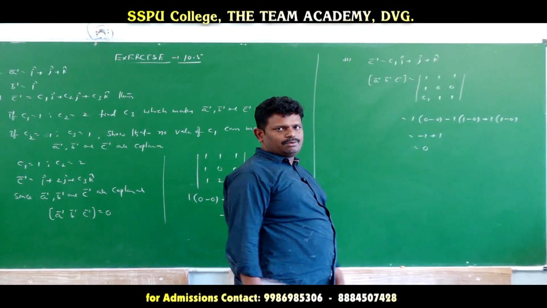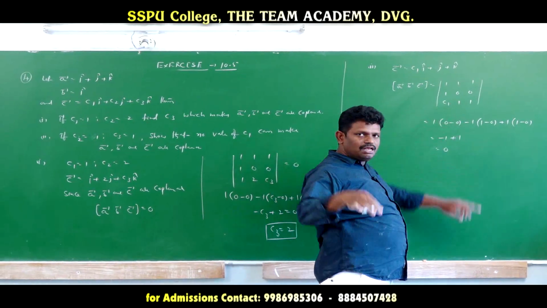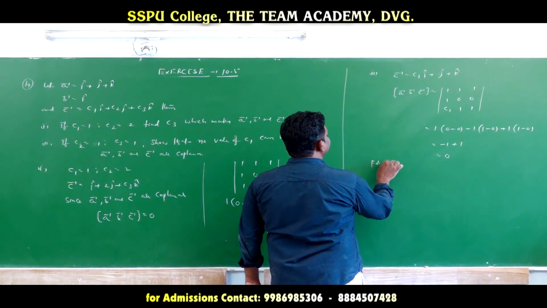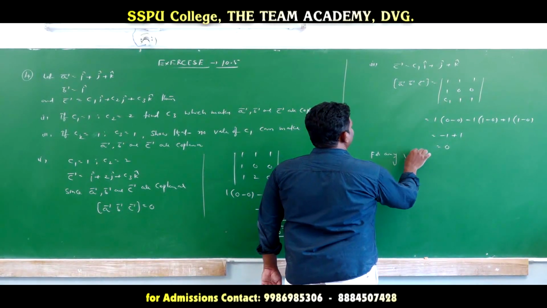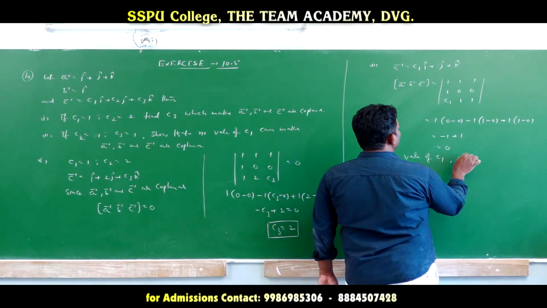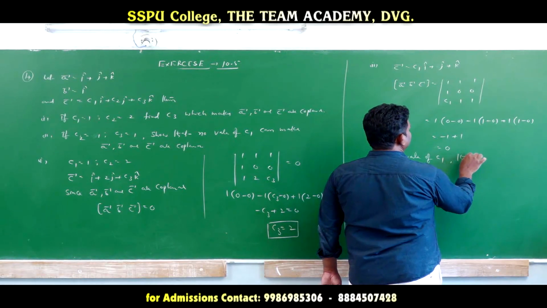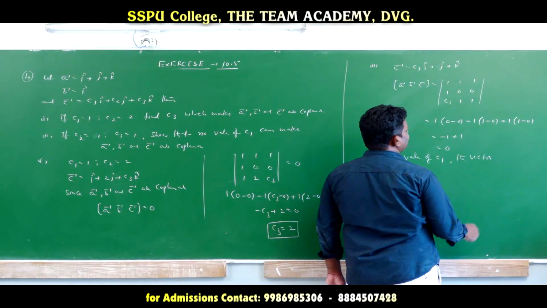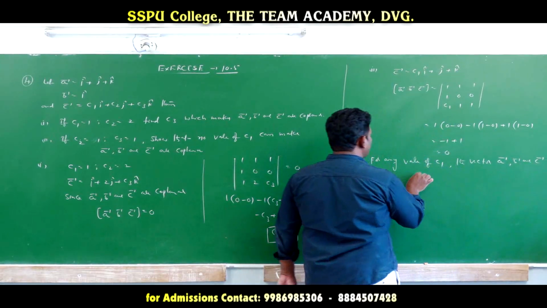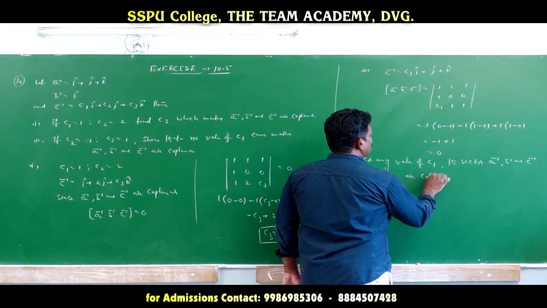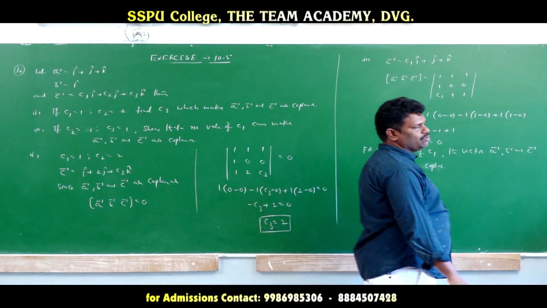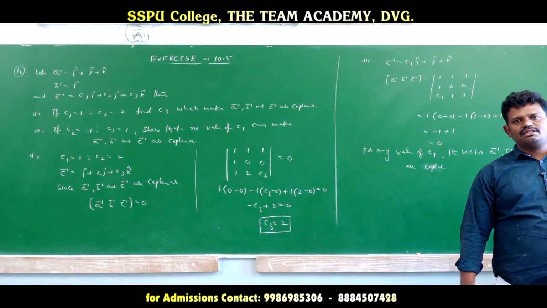Why? Because box of A bar, B bar, C bar is 0. Any value of C1 if you give, the vectors become coplanar. So for any value of C1, the vectors A bar, B bar and C bar are collinear, or sorry, coplanar, not collinear, coplanar. Okay? For any value of C1, the given 3 vectors are coplanar.